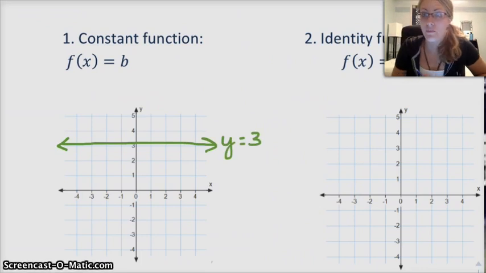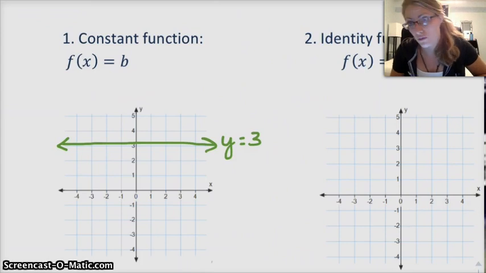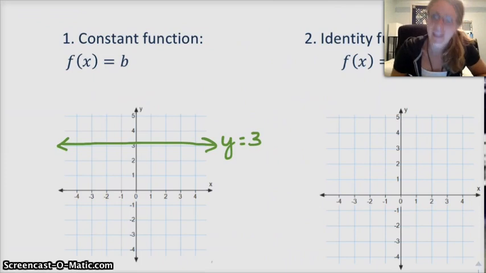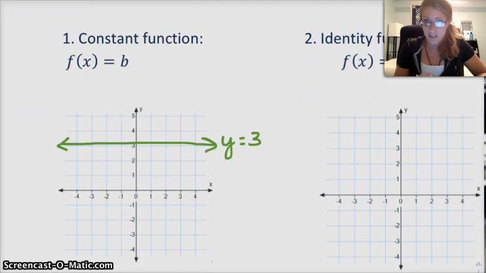And basically what that means is no matter what x is, if x is 1, y is 3. If x is 2, y is 3. If x is 3, y is 3. And so on and so on and so on. Okay? So a constant function, straight line.